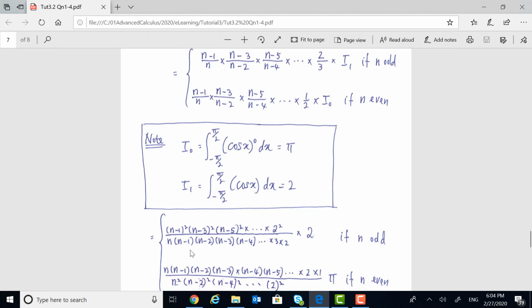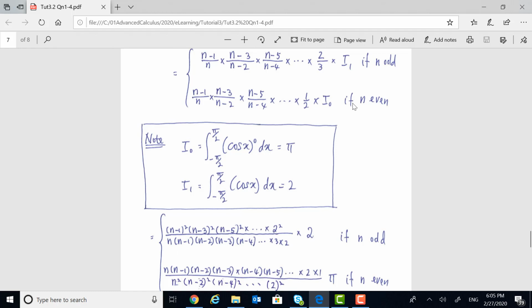As much as I added this extra term on the denominator, I have to actually do the same thing to the numerator, and that's why it resulted in n minus 1 squared, and then n minus 3 squared, n minus 5 squared, 2 squared, and so on. So in the case when n is odd, I'm just rewriting this into this form, and the reason why I'm writing this form is because I want the denominator to turn out to be n factorial.